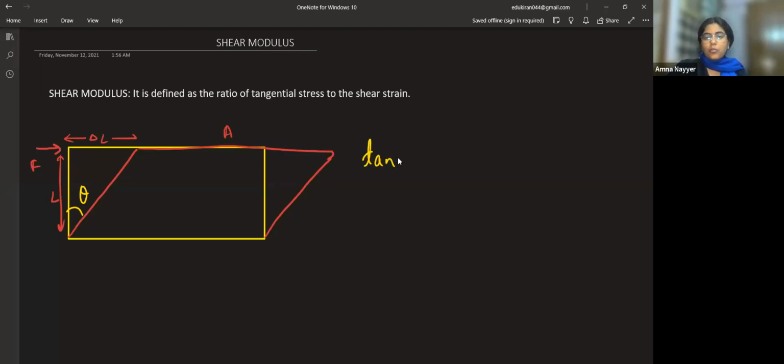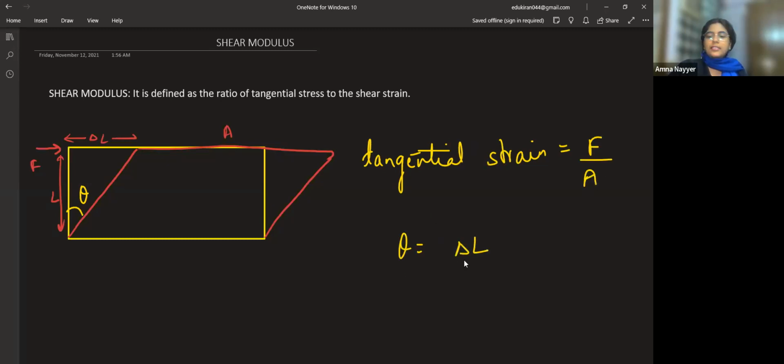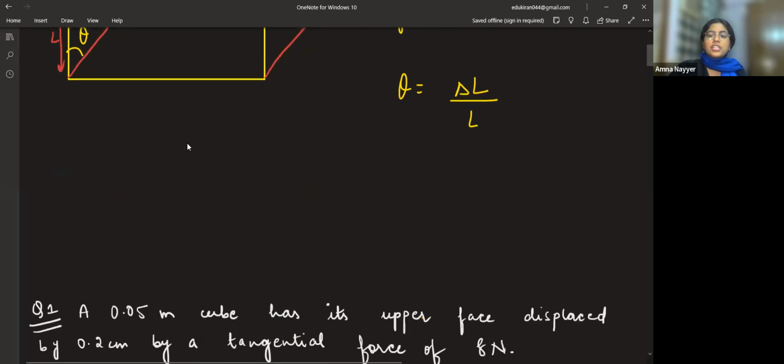What is tangential strain? Tangential stress is force upon area. What is theta? Change in length by original length. This is what we calculated, the shear strain. We represent this through eta.